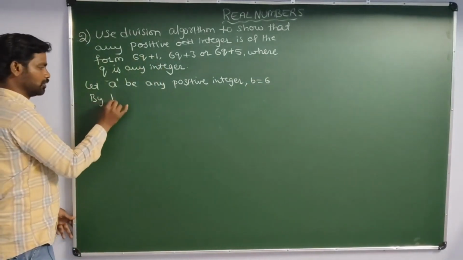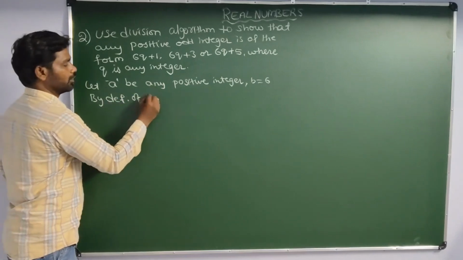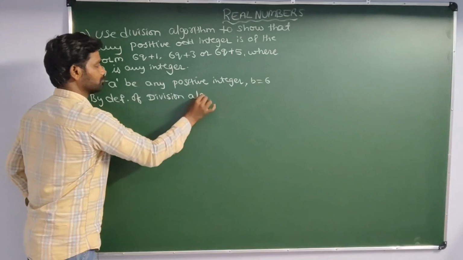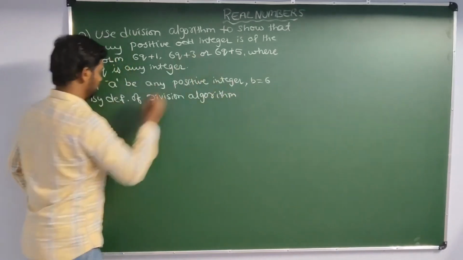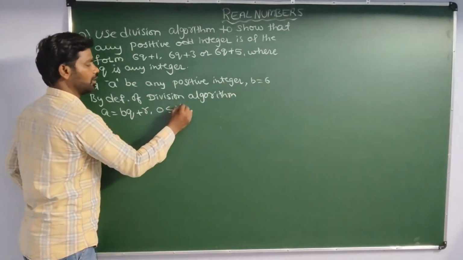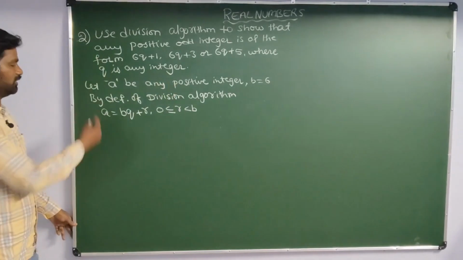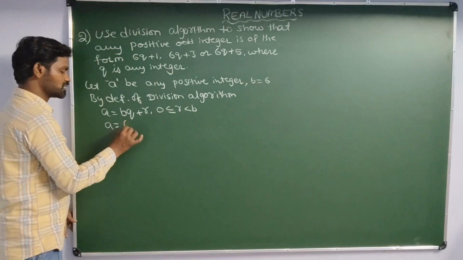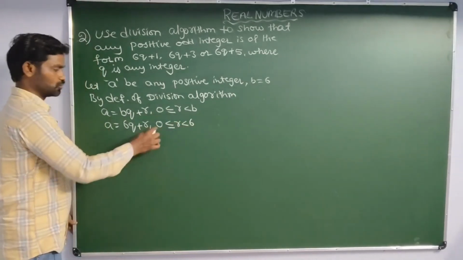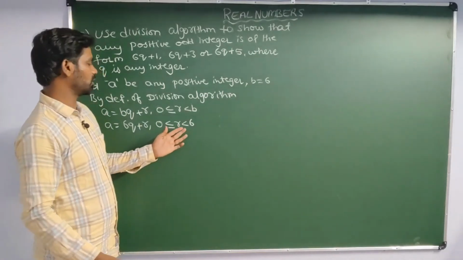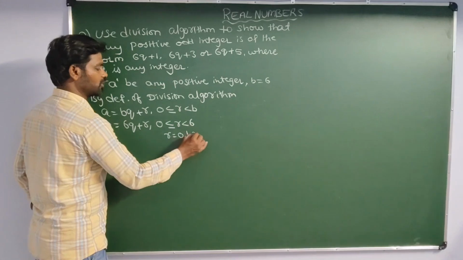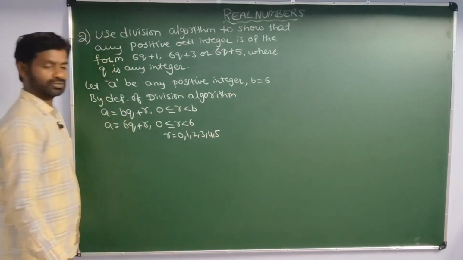By definition of division algorithm, we have a is equal to bq plus r, 0 is less than or equal to r less than b. Now substitute b value in that equation. So a is equal to 6q plus r, 0 is less than or equal to r less than 6. It means that we have remainder r, the values are 0, 1, 2, 3, 4, 5. So these are the values.